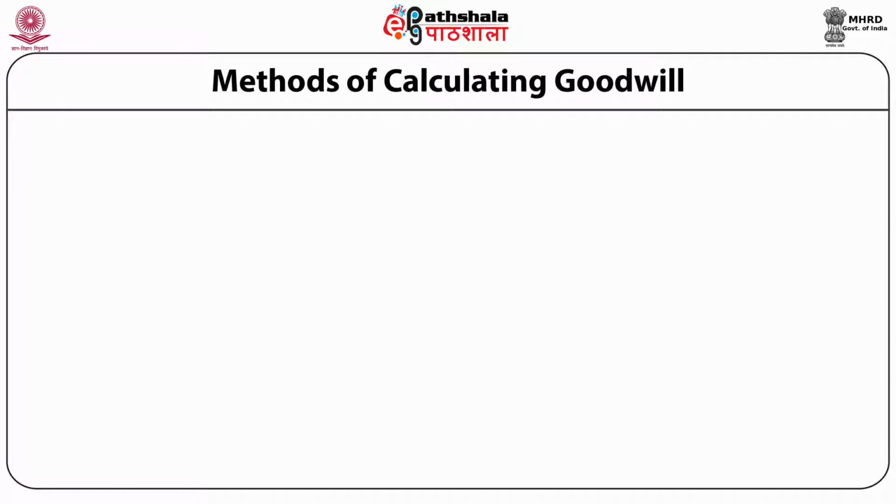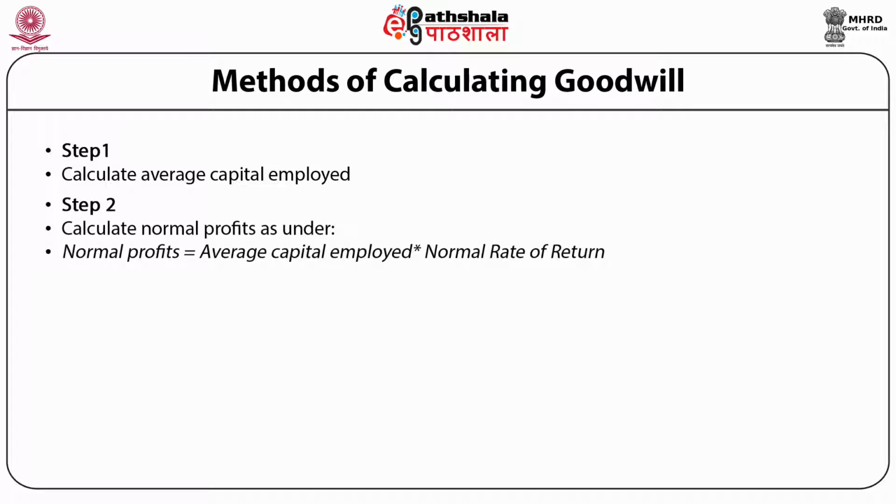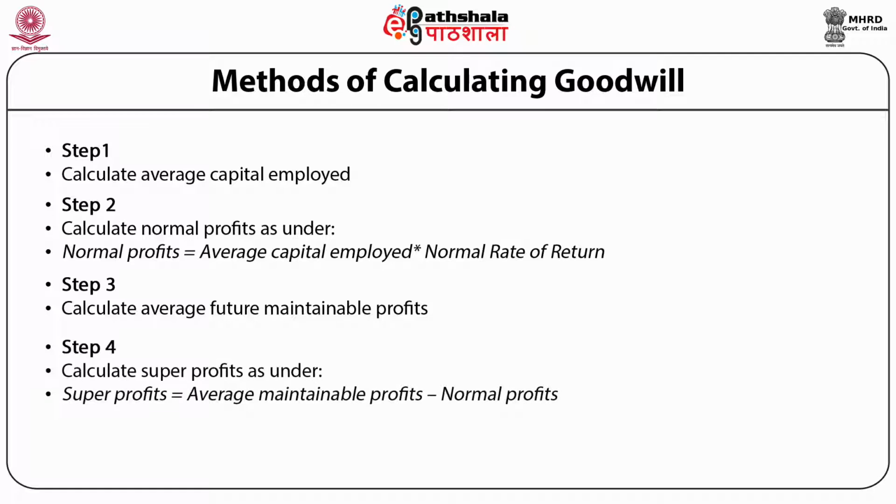Steps of calculating goodwill by super profit method are shown here. Firstly, average capital employed is calculated. Then in step 2, normal profit is determined by multiplying average capital employed with the normal rate of return. In the next step, average future maintainable profits are calculated. In the fourth step, super profit is calculated with the formula: average maintainable profits minus normal profits.